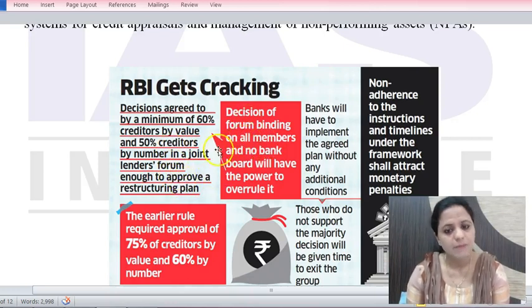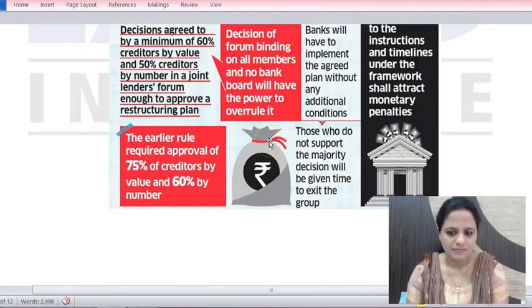The decision of this forum will be binding on all members, and no bank board will have the power to overrule it. This has been provided, and banks will have to implement the agreed plan without any additional conditions. And those who do not support the majority decision will be given time to exit from the group. So this is being done presently. And again, as we saw, the RBI said non-adherence to the instructions and the timelines under the framework shall attract monetary penalties from the borrowers.